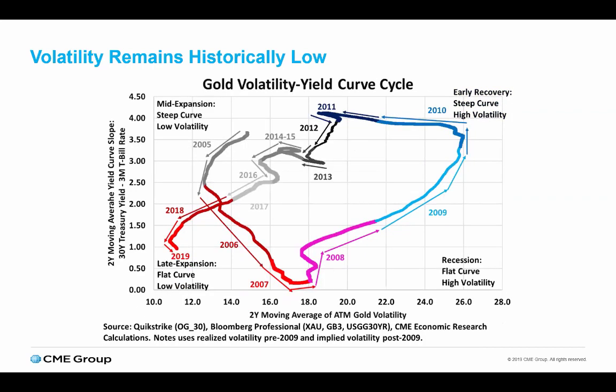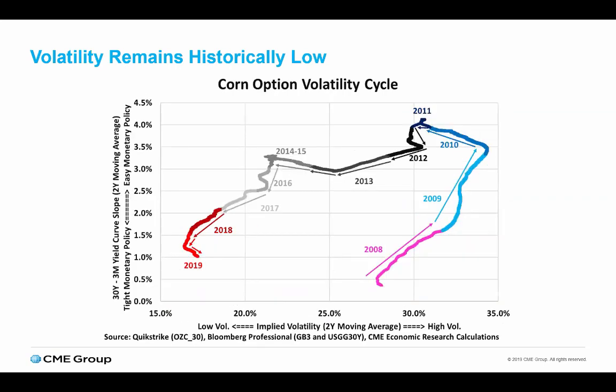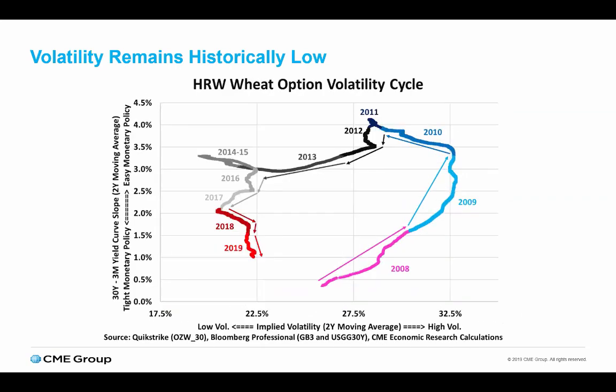Same thing in gold options, following the exact same cycle. Gold also turning the corner to higher volatility. Same thing in agricultural options like corn and wheat, also following the same pattern, starting to move to higher volatility.